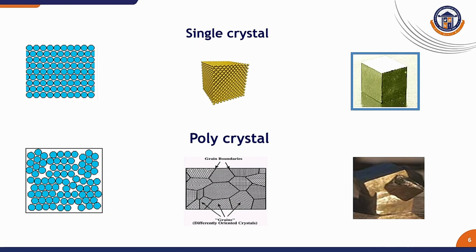Single crystals versus polycrystals. In a single crystal, the periodic arrangement extends throughout the whole volume. In polycrystals, the arrangement is regular only within each grain. The grains are separated by boundaries with different orientations.